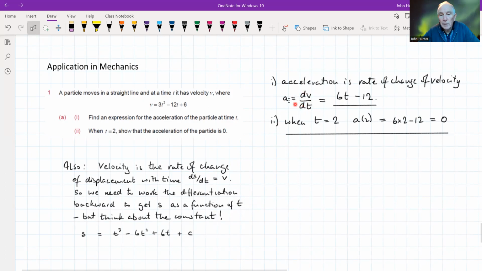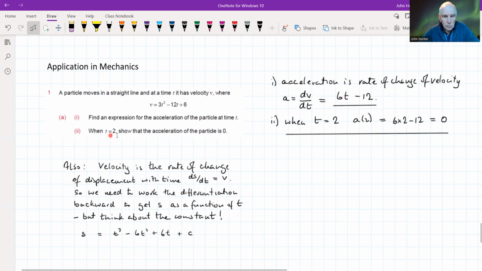Acceleration is equal to the rate of change of velocity with respect to time. And quite simply, following our differentiation process using the power rule, that's going to give us 6t minus 12. So that is the expression for the acceleration. Now this is time dependent, so the actual acceleration is increasing as time goes on in this particular example.